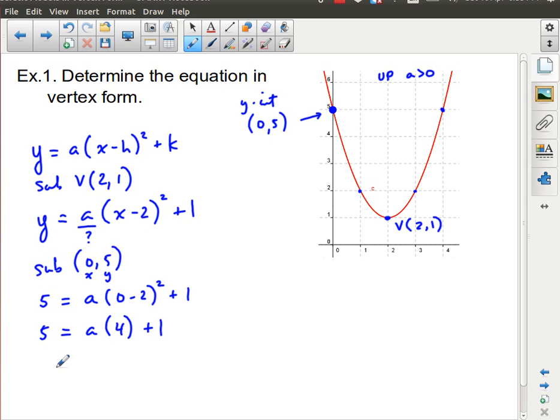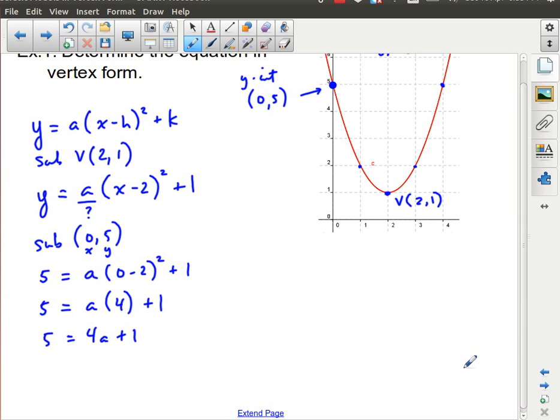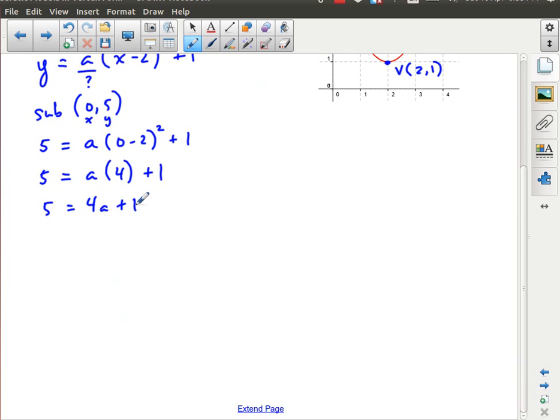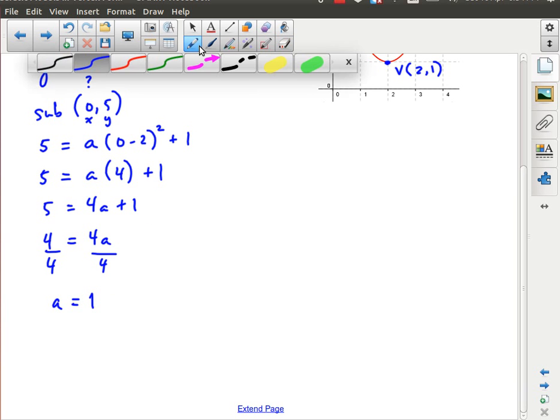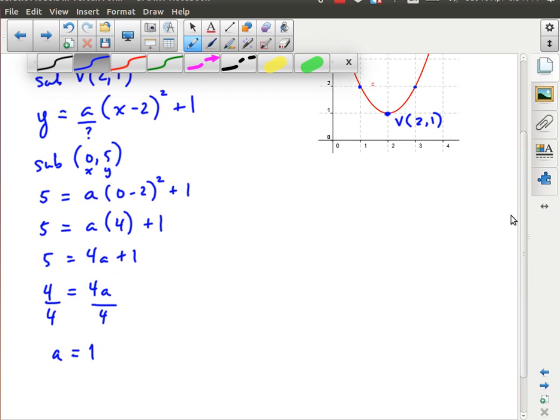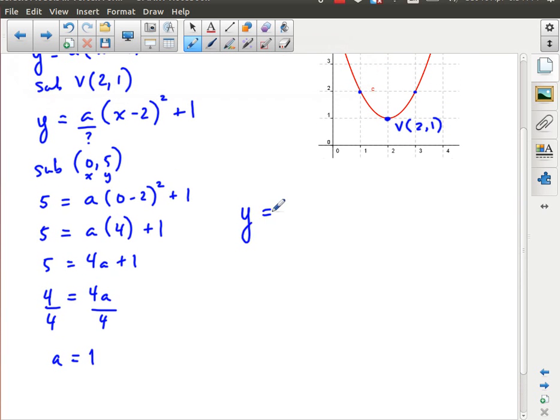I guess I didn't really save any trouble there because I'm going to rewrite this as 4a plus 1. And I bring this positive 1 to this side. 5 minus 1 is 4, equals 4a. Divide both sides by 4, and I end up with a equals 1. Not with a decimal. And since a is equal to 1, my equation is simply y equals x minus 2, all squared, plus 1.